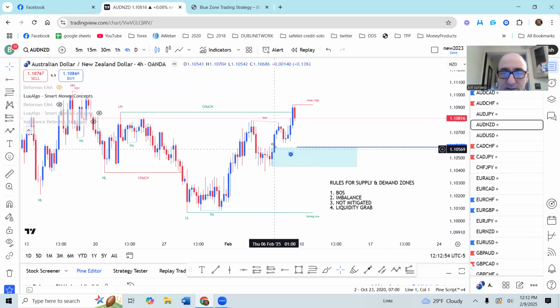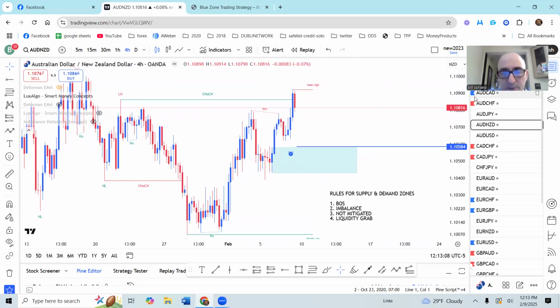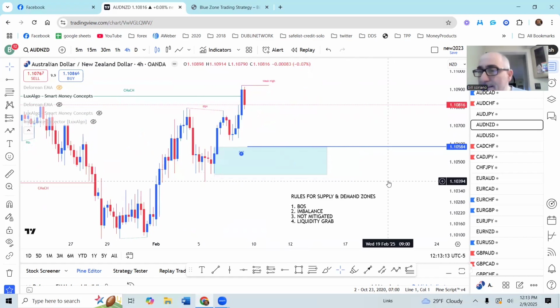So sometimes you'll see an impulsive move up, then in the next candle will have some wicks going right down into that area. So that area has been mitigated at that point. So you need the area not to be mitigated. And then you need some kind of a liquidity grab. Liquidity grab's a little bit harder to find sometimes. It could be trend line liquidity. It can be equal highs and lows. There's a lot of different ways that you could see it.